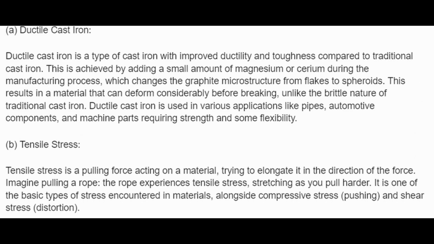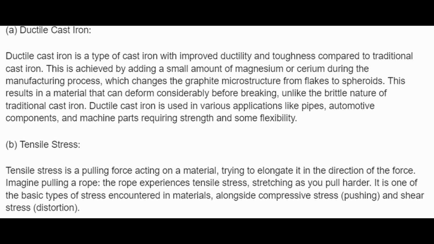A. Ductile cast iron. Ductile cast iron is a type of cast iron with improved ductility and toughness compared to traditional cast iron. This is achieved by adding a small amount of magnesium or cerium during the manufacturing process, which changes the graphite microstructure from flakes to spheroids. This results in a material that can deform considerably before breaking, unlike the brittle nature of traditional cast iron. Ductile cast iron is used in various applications like pipes, automotive components, and machine parts requiring strength and some flexibility.